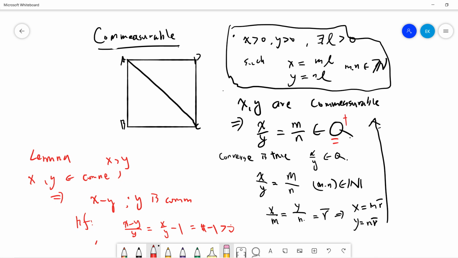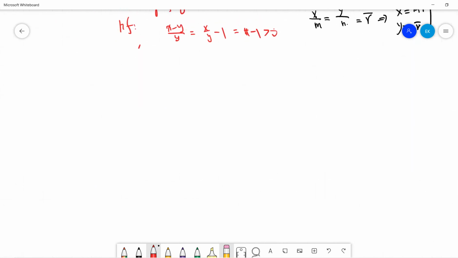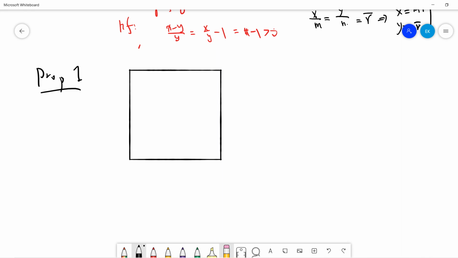Okay, so now we can prove the interesting things. Let's talk about a proposition. Proposition 1 is that if somebody gives you a square, then one easy fact that we have already learned in elementary school or junior high school is that AC divided by AB is the square root of 2, which is irrational.